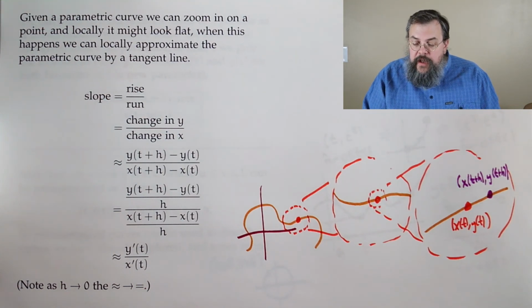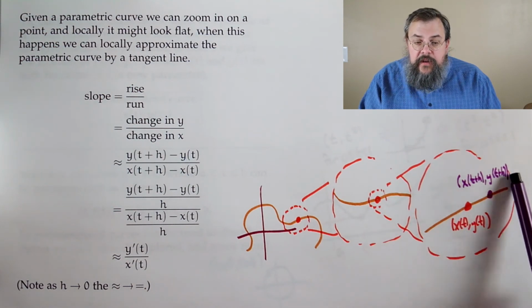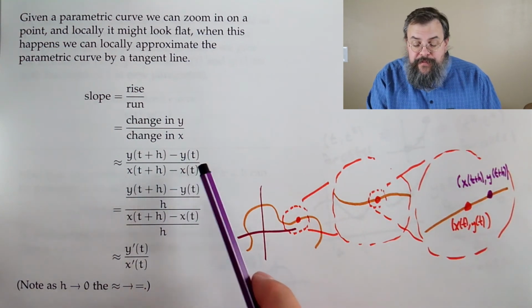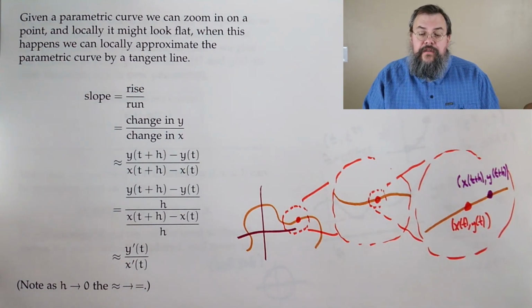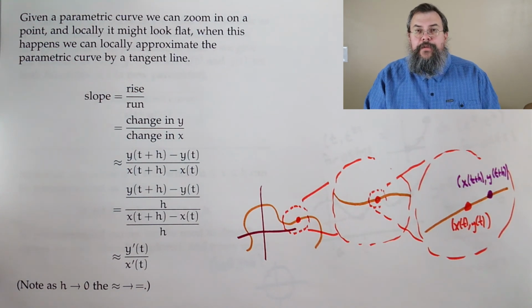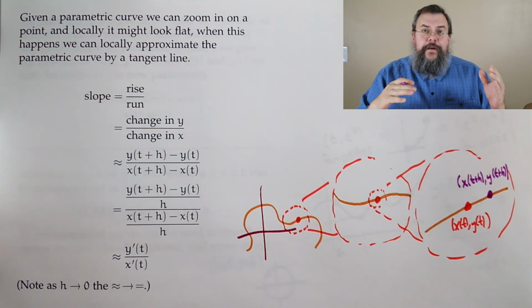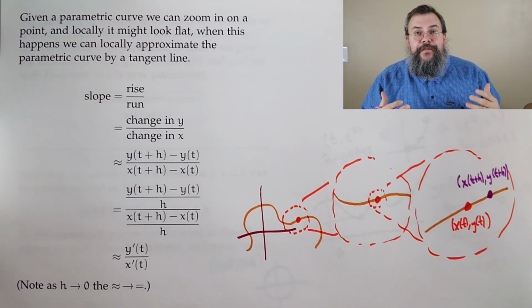And now we say, okay, what's the change in y? Well, you take the difference of the y values. y of t plus h minus y of t. What's the change in x? Okay, take the difference in the x values. All right, that's great. And now we say, hey, we've seen things that look like y of t plus h minus y of t before. It feels like a derivative.